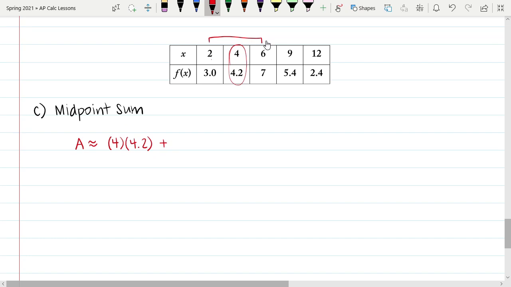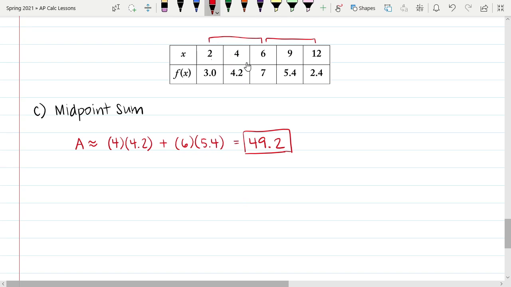Plus, now that means for my second rectangle, again, I can't just go from 6 to 9 because halfway between those would be 7.5, which I don't know the function value for. But I can go from 6 to 12 so that the midpoint occurs at 9. So if I go from 6 to 12, then that rectangle has a base of 6. The height is going to be f of 9, which is 5.4. And so if I use my calculator, I get 49.2.